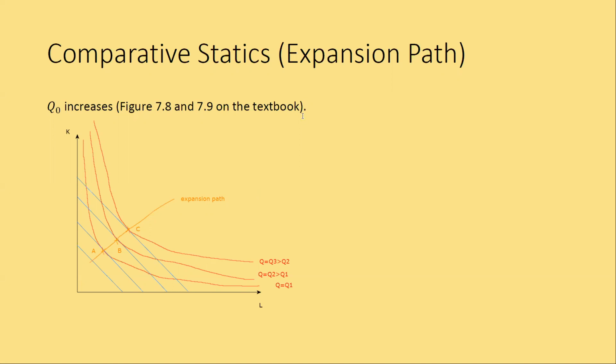However, the expansion paths are not necessarily upward sloping. It is possible that when a firm decides to produce more output, it ends up using, say, less labor. So the expansion path may look different. And on the right-hand side, I'm going to draw another graph.